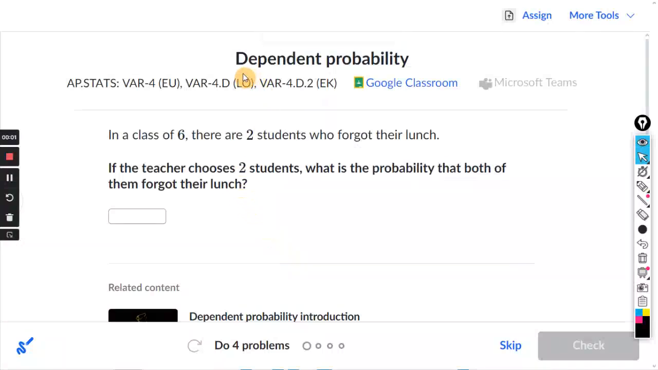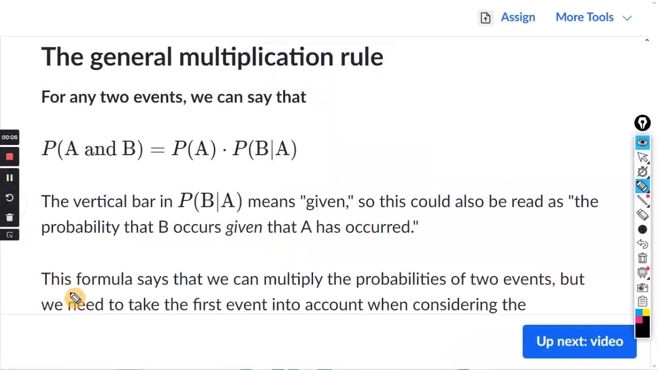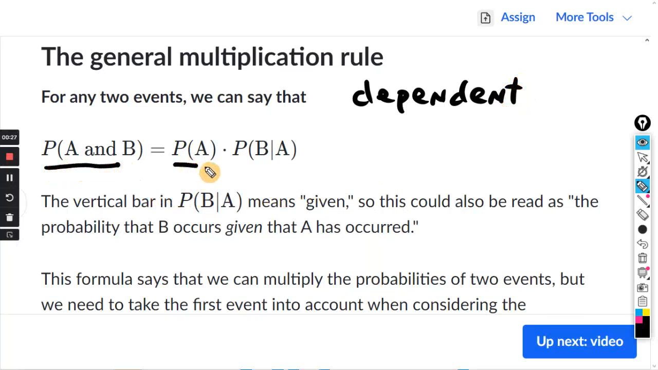This will be for the exercise on dependent probability. I don't want to confuse anyone, but for this exercise, these will be dependent events. The formula we'll be using for the probability of A and B both occurring is the probability of A times the probability of B given A.